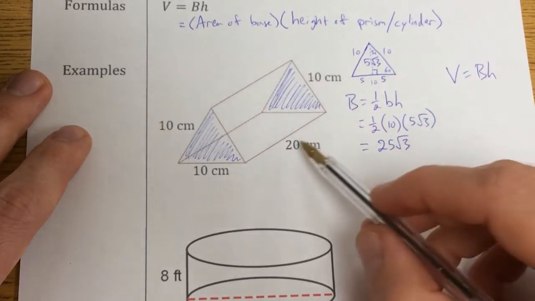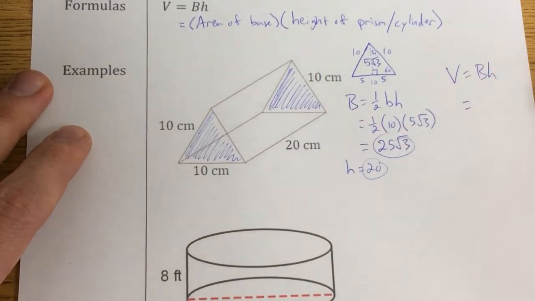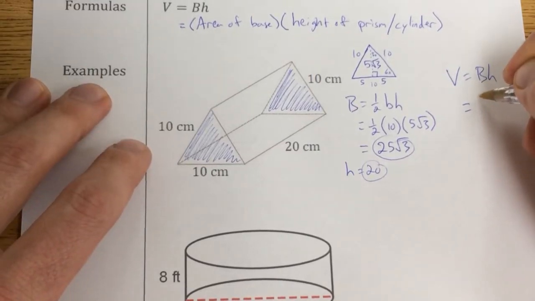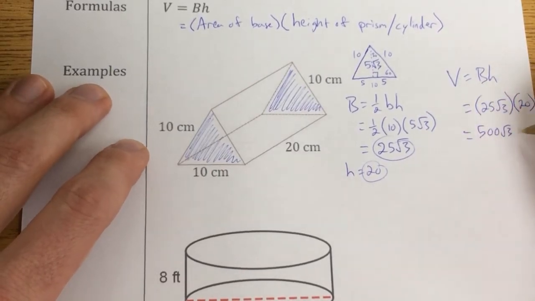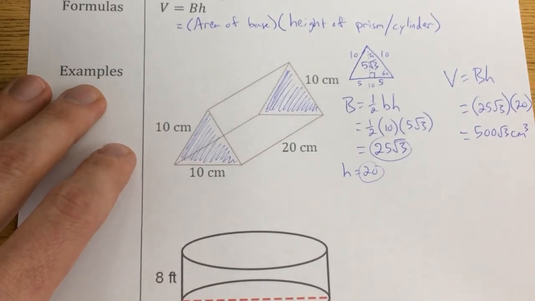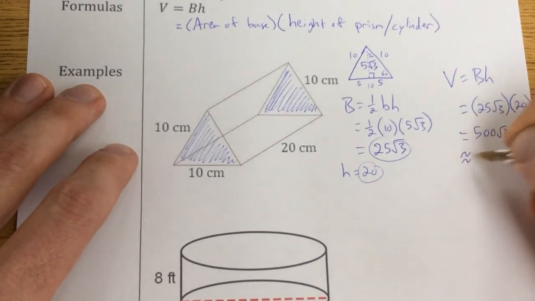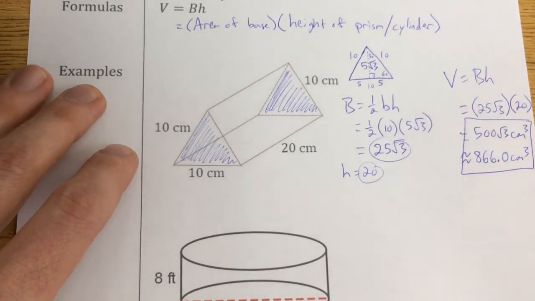Then I can just bring it over here. Since I know my height is 20, I can use those two values to find my volume. I've got 25 radical 3 times the 20. So that would give me 500 radical 3 centimeters cubed, since this is volume. That would be the exact volume of this. My approximate volume, if I plug it in the calculator, 25 square root of 3 times 20, would give me 866.0 centimeters cubed.